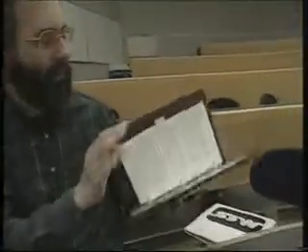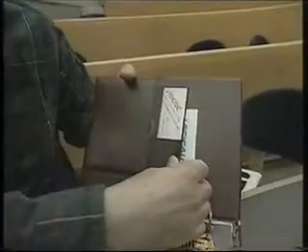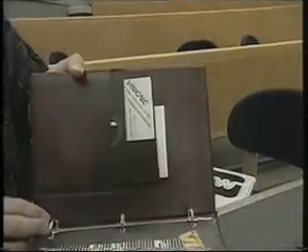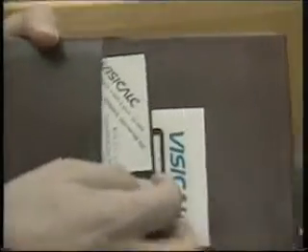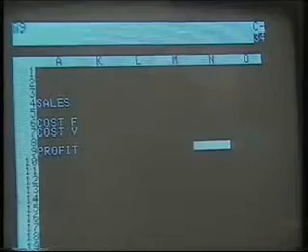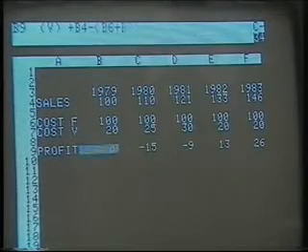VisiCalc hit the market in October 1979, selling for $100. Marv Goldschmidt sold the first copies from his computer store in Bedford, Massachusetts. After a slow start, VisiCalc took off.